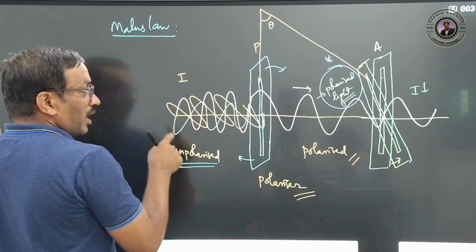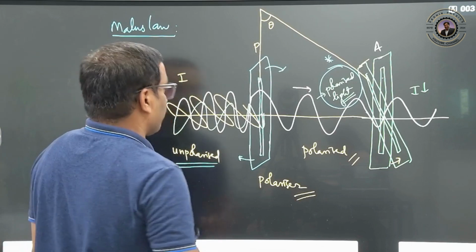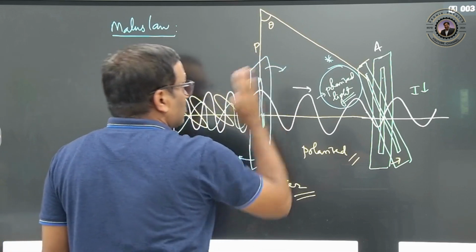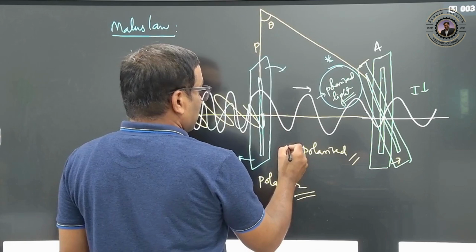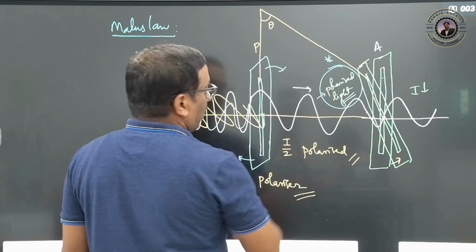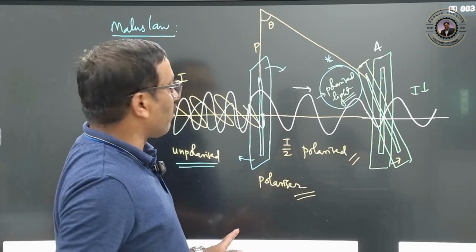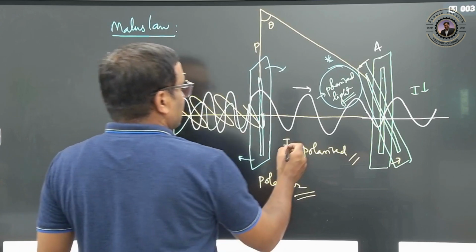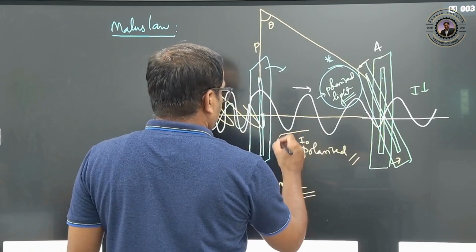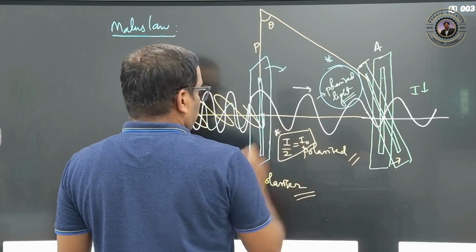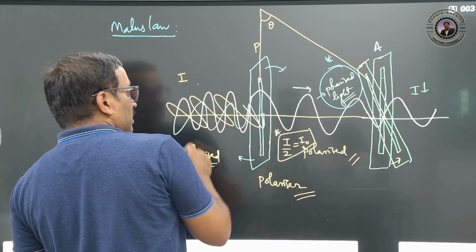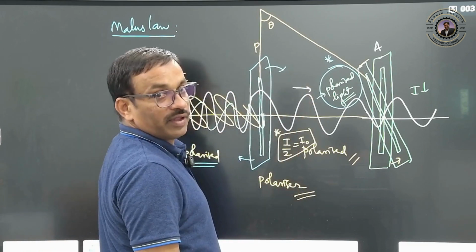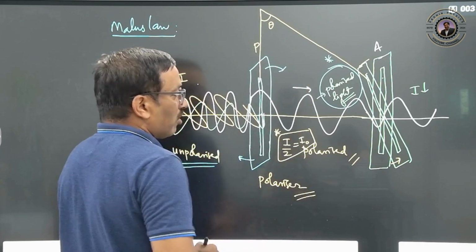This is the intensity of unpolarized light. Now when it passes through the first polarizer, the intensity will become half. So there is no need to apply anything, the intensity simply falls to half. This intensity I name as I naught. Clear? So don't get confused at this point. This is the intensity of unpolarized light passing through the first polarizer, and the intensity becomes half of that, which I am taking as I naught.